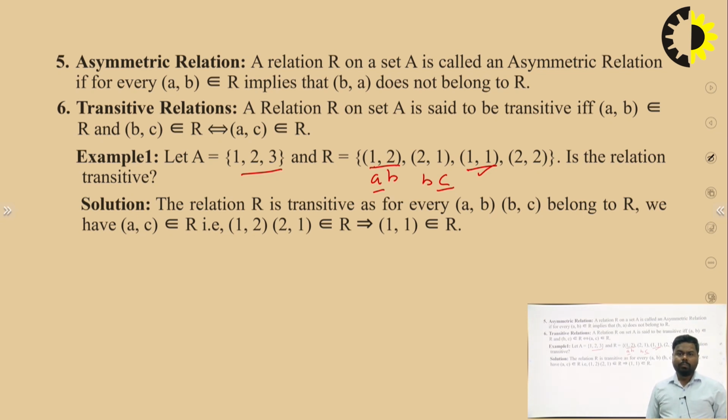We have read there are many types of properties. First we have read reflexive, which means (A, A) belongs to R. Irreflexive: (A, A) does not belong to R. Then symmetric: if and only if (A, B) belongs to R, then (B, A) also belongs to R. Antisymmetric: if A equals B, then (A, B) belongs to R, and (B, A) also belongs to R. If A is not equal to B, then (A, B) belongs to R, and (B, A) does not belong to R. Then asymmetric: if (A, B) belongs to R, then (B, A) does not belong to R. And in transitive, if (A, B) belongs to R and (B, C) belongs to R, then (A, C) also has to belong to R.